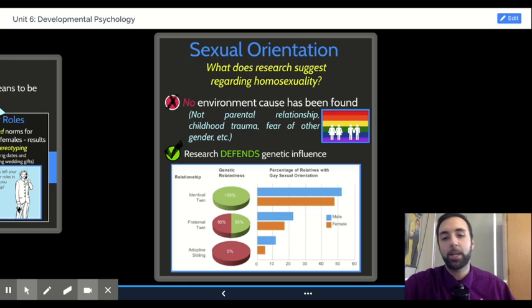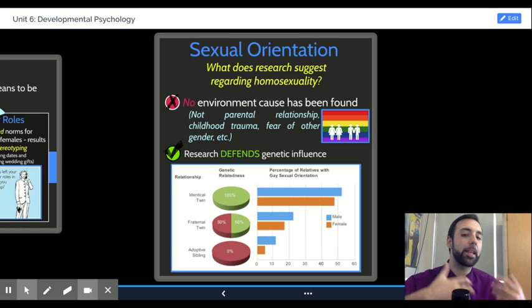Maybe fear of the other gender. There really is no evidence to suggest that something in your environment, something that you live through, could cause homosexuality. On the other hand, what research does suggest is there's potential for genetic influence, meaning that we actually inherit our sexual orientation through genetics.